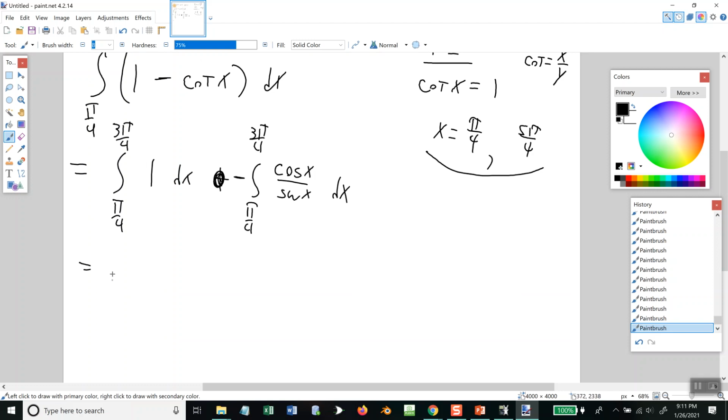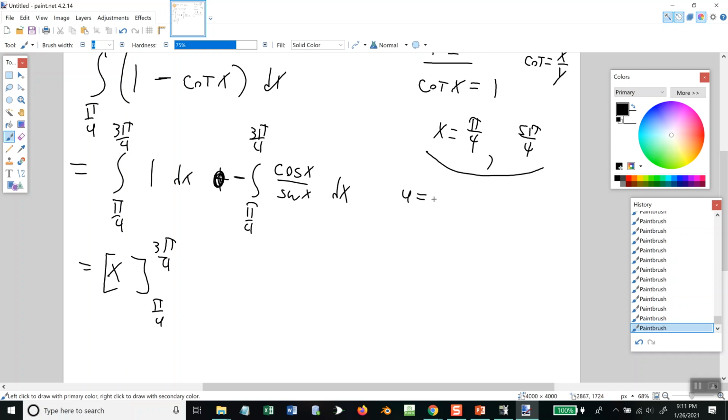This one, the integral of 1 is x, from pi over 4 to 3 pi over 4. Now here, I'm going to do a u substitution, because I don't remember what cotangent is, and I think a lot of you may not remember too. Some of you may. What is the integral of cotangent? Anybody remember? Okay.